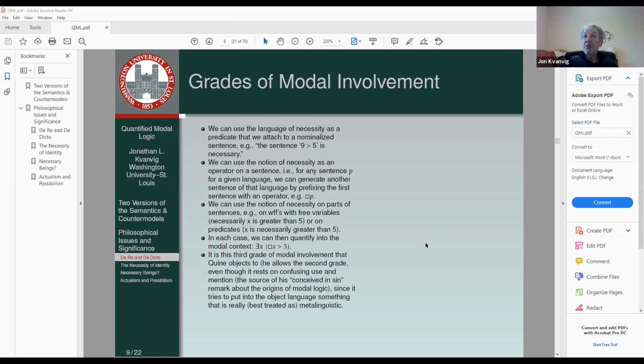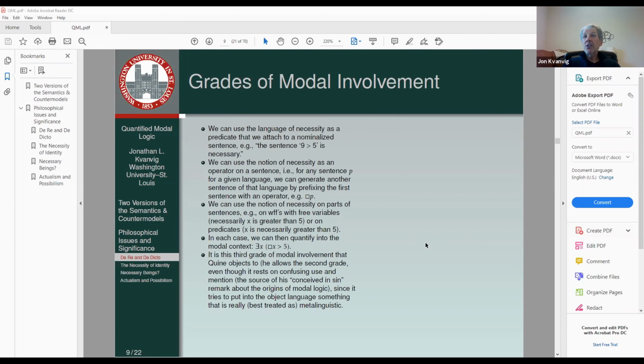It's this third grade of modal involvement that Quine thinks is deeply flawed. He allows the second grade, even though it rests on confusing use and mention, he said. His description was that modal logic was conceived in sin. And what he meant by that was the most obvious use of the language of necessity is metalinguistic, as when you say the sentence 9 is greater than 5 is necessary. That's metalinguistic. He thought C.I. Lewis made a mistake and forgot to notice that that was mentioning a sentence rather than using it.